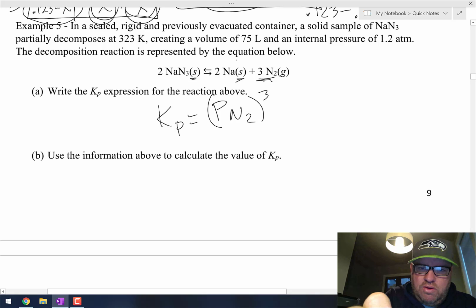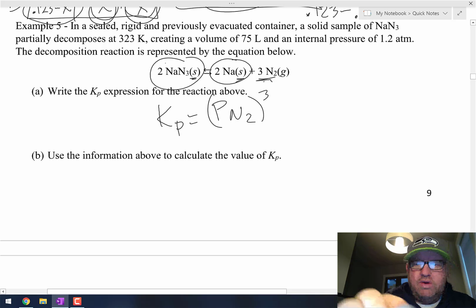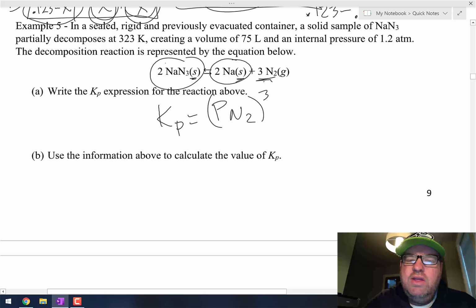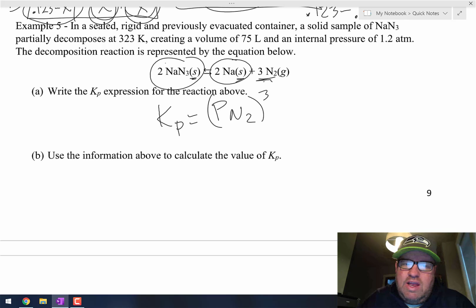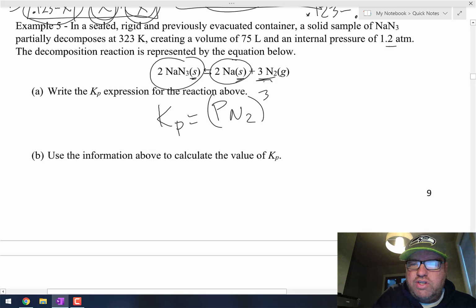Okay, you don't include the sodium solid, you don't include the sodium azide, the NaN3. You only include things that are gases in this case. And that's always the case. Anytime it's a solid, you never include solids in the equilibrium constant expression. And the internal pressure is 1.2 atmospheres.